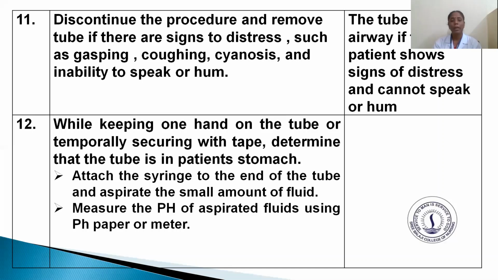While keeping one hand on the tube or temporarily securing it with tape, determine whether the tube is in the patient's stomach or not. How will you find out? Attach the syringe to the end of the tube and aspirate a small amount of fluid, and if stomach content comes out, then you can confirm the tube is in the stomach. In this way you can also assess the pH level using pH paper or meters.